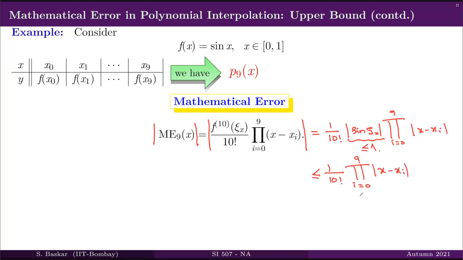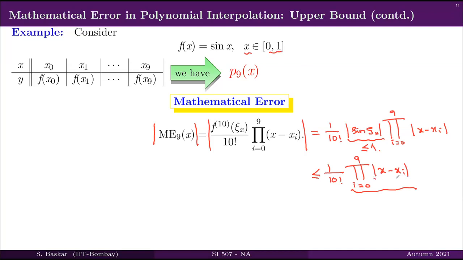Well, now we have to dominate this term also. In the last example, it was a quadratic polynomial, so we could easily find the maximum of this term. But here it happens to be a 10th order polynomial. It sounds not so easy to find the maximum of this. However, you can see that x belongs to 0, 1, and also each xi is sitting in 0, 1.